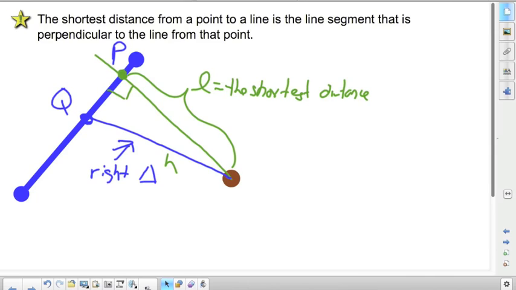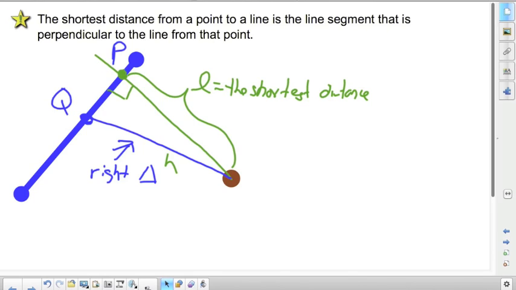No, L is the shortest line. Is PQ the shortest line? No. What? The shortest line from the red dot to the line. Oh, okay, from the red dot. From the red dot to the line.